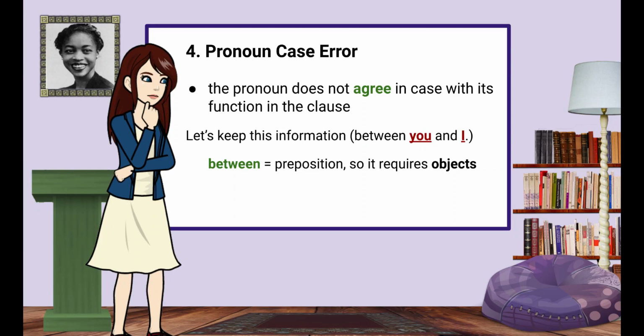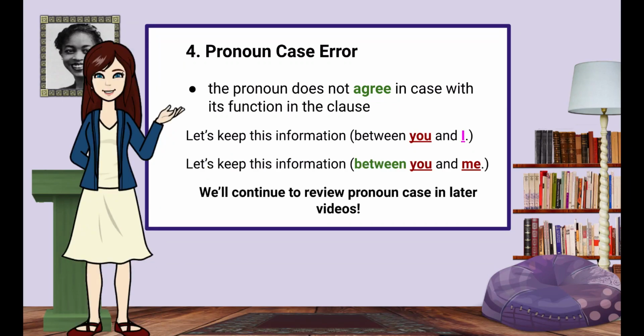So let's look at a problematic sentence. Let's keep this information between you and I. The problem is between is a preposition, and so it requires objects of the preposition. You and I are our pronouns, but I is in the subjective case, and we need it to be in the objective case. So we change that to between you and me. We'll continue to review pronoun case in later videos as well.